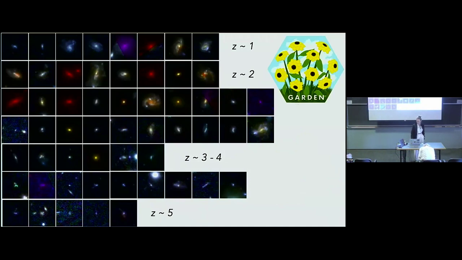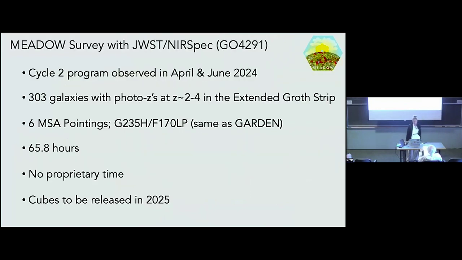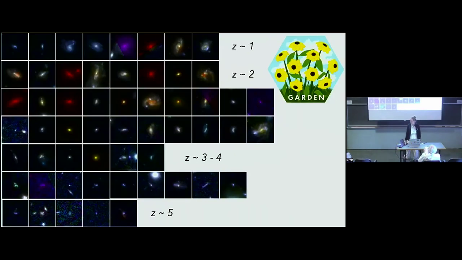And then briefly, we're going to do it again in the MEADOW survey, not as deep, but for hundreds of galaxies. And here's the picture of Dr. Camilla Pacifici, who's co-PIing this with me. It's a Cycle 2 program, was just observed this spring, 300 galaxies with photometry. These run redshifts 2 to 4, 6 MSA pointings, 67 hours. And we're going to get galaxy kinematics, cosmic web tracing, spin alignment, all that jazz. So I'm just going to leave you with that, and then finish on time. Thank you.